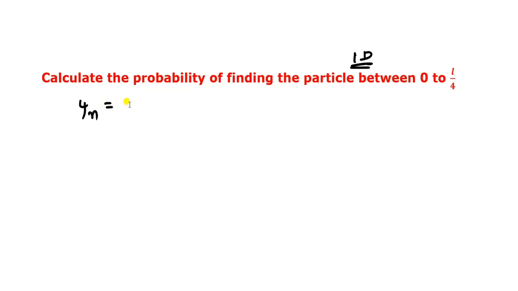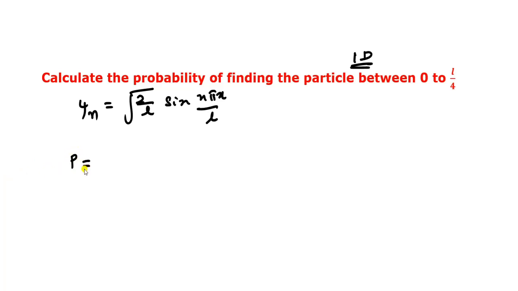In the 1D box, the derived wave function is given by the formula root 2 by L, sine n pi x by L. So this is the wave function of the particle. You have to find out the probability of the particle between the space 0 to L by 4. L is the length of the box. So what is the formula to find out the probability?